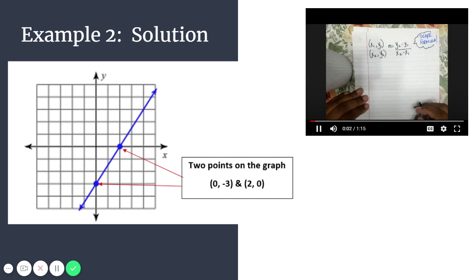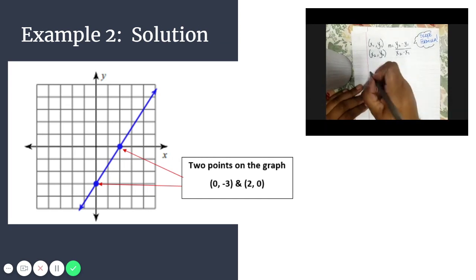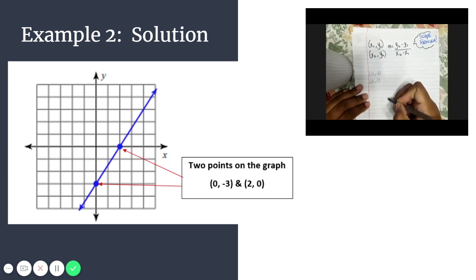Let's look at the solution for example 2. In example 2, the 2 points that we've determined to use are (0, -3) and (2, 0). Just like in the previous example, we want to first determine these 4 values, x1, y1, x2, and y2, so that we can easily plug them into our slope formula. Now, once I've established those 4, I'm going to plug them into my slope formula to determine my slope.